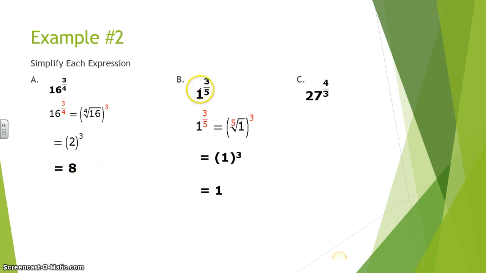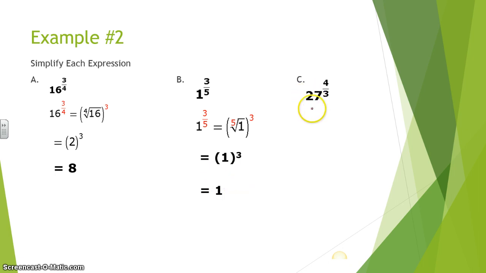Looking at b, we have 1 raised to the 3/5 power. The way you could write that with a root is you have the 5th root of 1 to the 3rd power, which simplifies to 1 to the 3rd. 1 to the 3rd becomes 1.